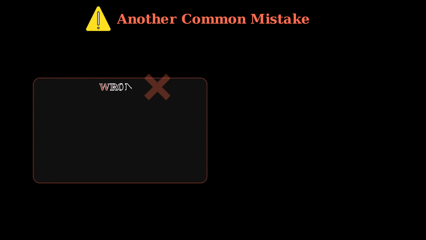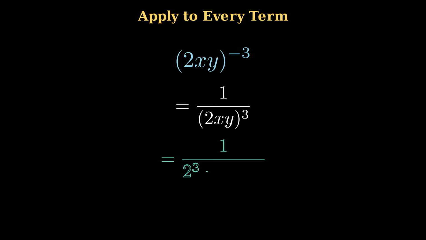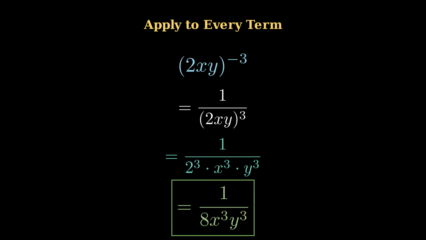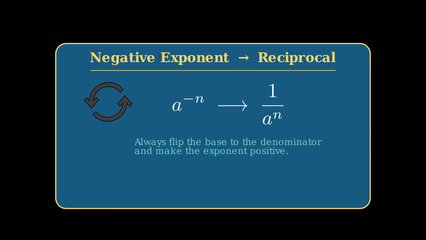Another mistake. Some students try to simplify by moving only part of the expression. For example, they might write x to the negative 2 over y to the 3 as x over y to the 3, forgetting to flip x. You must apply the rule to every term with a negative exponent. Let me show you a cleaner example. The key is negative exponent means reciprocal. Always flip the base to the denominator and make the exponent positive.